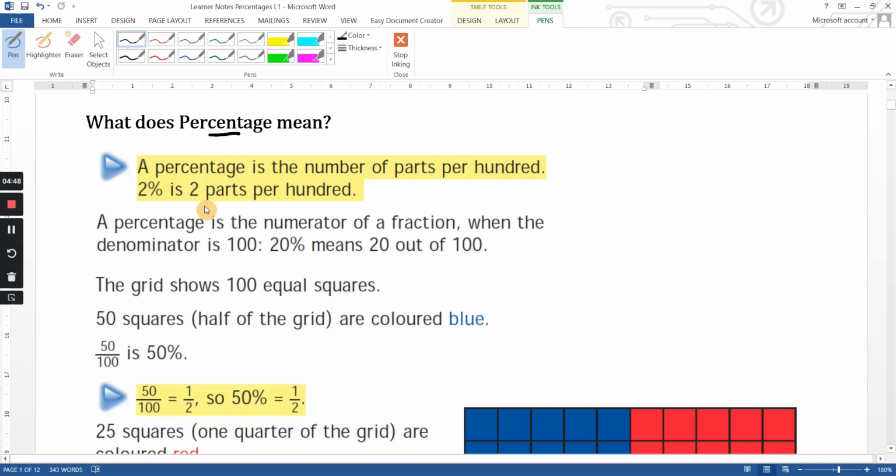So 2% is 2 parts per 100. A percentage is the numerator of a fraction when the denominator is 100. So 20% means 20 out of 100, and so on.